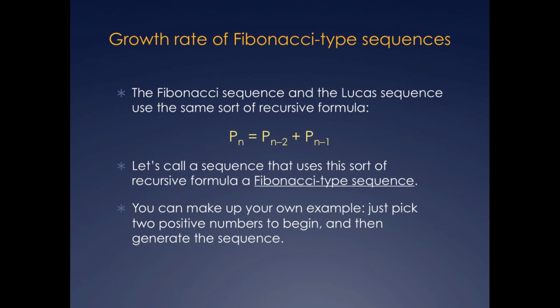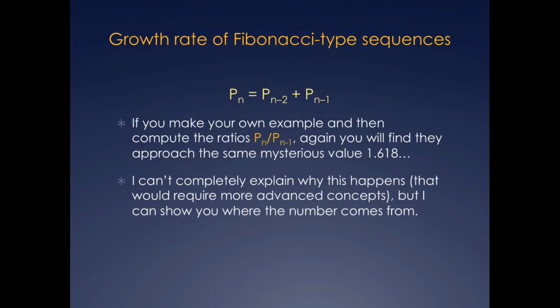We've just had two examples, the Fibonacci sequence and the Lucas sequence, but you can make up your own example. Just pick two positive numbers to begin, and then generate the sequence. And here's what I claim. Again, you will find that the ratio of successive terms, that is to say Pn divided by Pn minus 1, will approach this same mysterious value, 1.618.